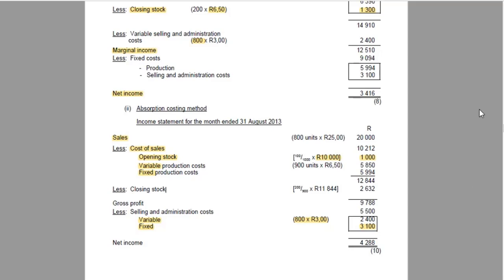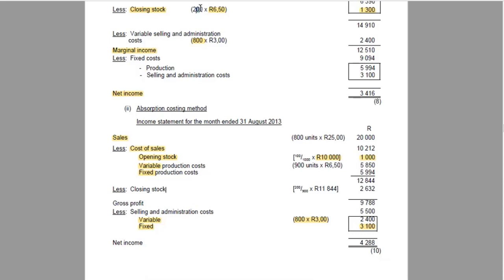5850. Oh, I see what they did here. So it's 5850 plus 5994. Cool. Sharp. So I need to now determine my closing stock.